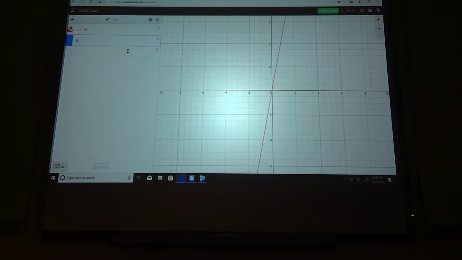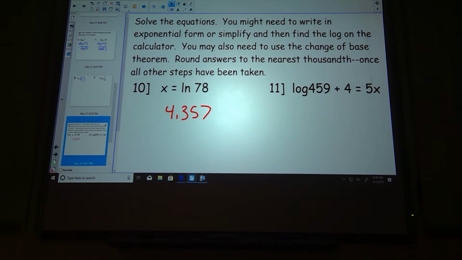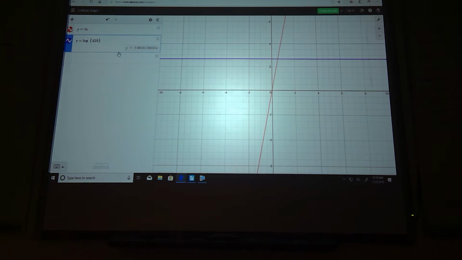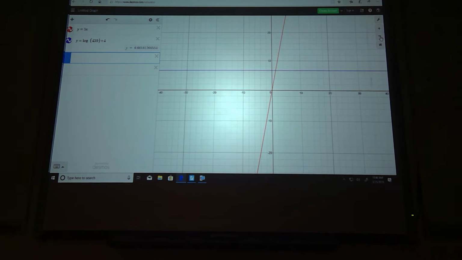So y equals log 459. I'm looking at a different point. And then maybe I'll put that in parentheses. And was it plus 4? Yeah. So again, if I can't see it right away on my calculator, I'm going to zoom out till I see it. It looks like I can see it here, hover over it. And I wind up with an answer of 1.332 on Desmos.